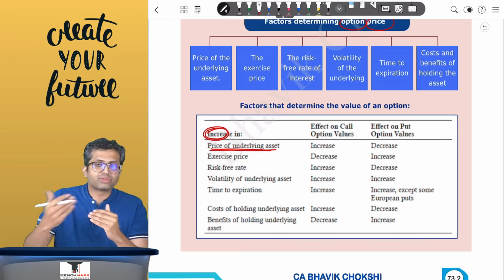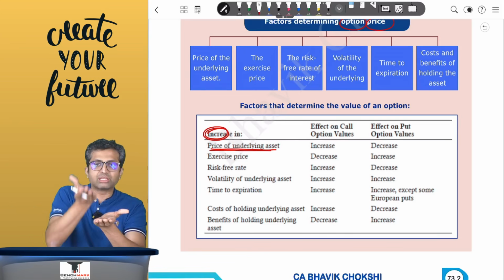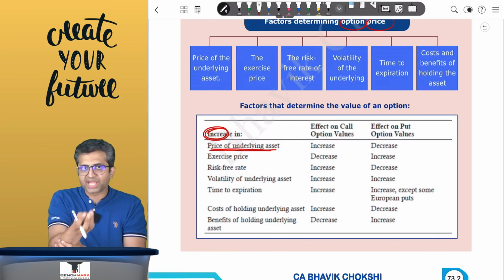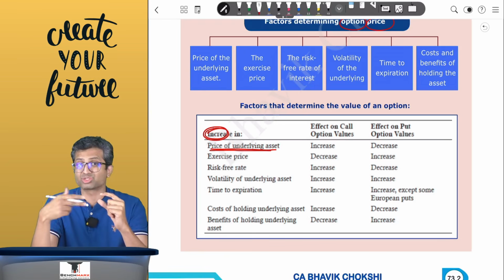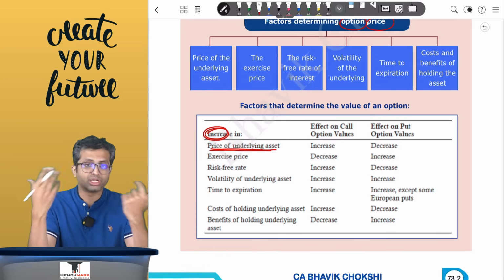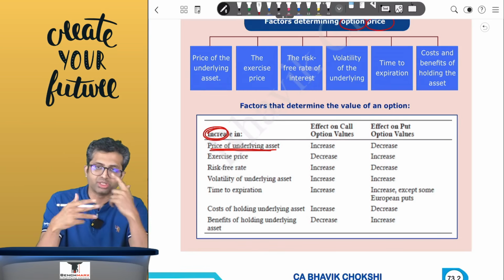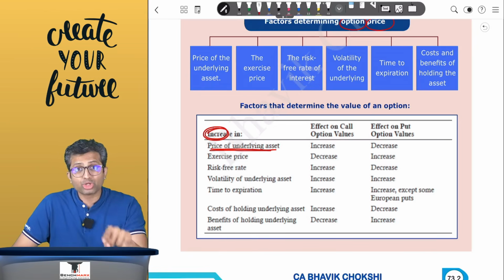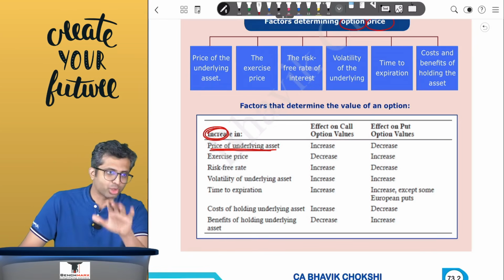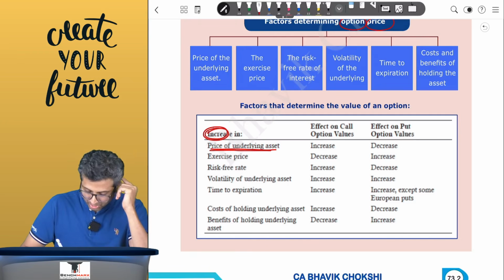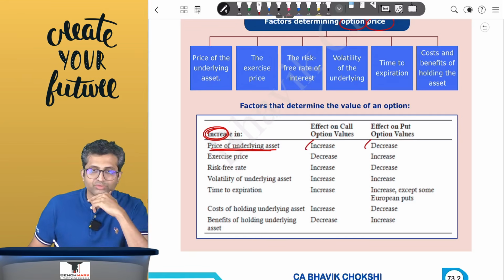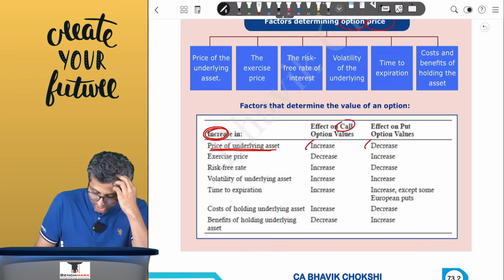Now, if there is a call option, and there is a price increase in the spot price of the underlying asset, exercise price remaining constant, at let's say 80 rupees is your exercise price and the spot price goes up to 82, 83, 84, your call option becomes more and more valuable. The value of the call option will increase, but the put option will become less and less valuable, because for a put option you want the price to decrease. If the price increases, the put option becomes less and less valuable. So an increase will result in an increase in the value of the call option, but a decrease in the value of the put option.